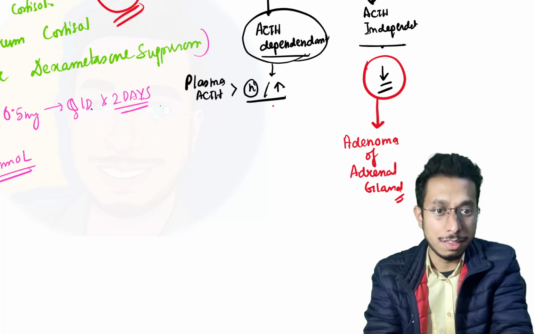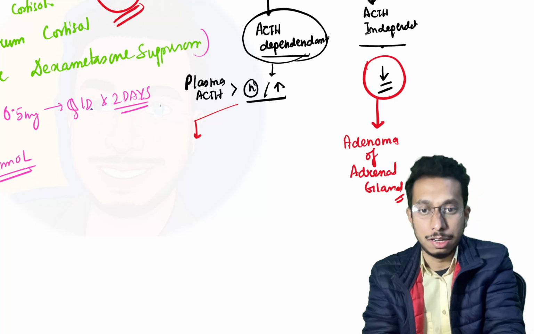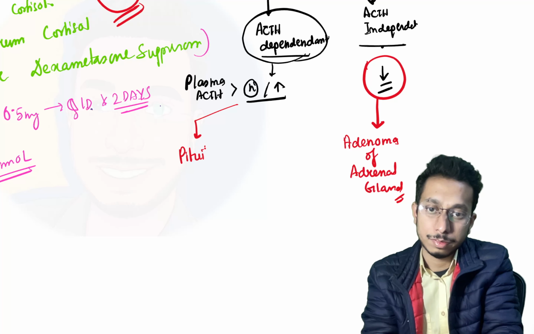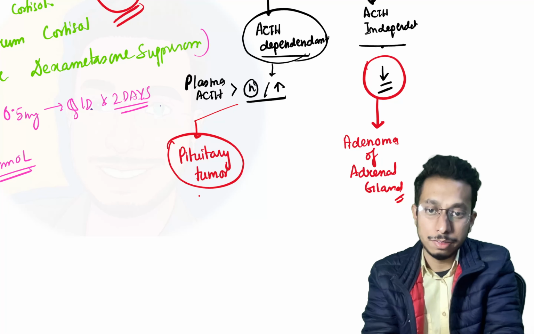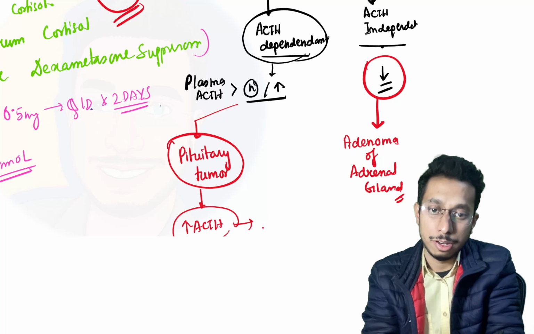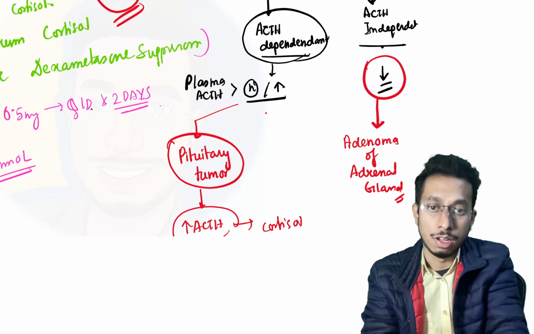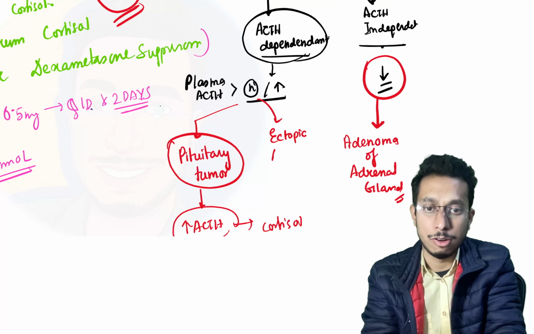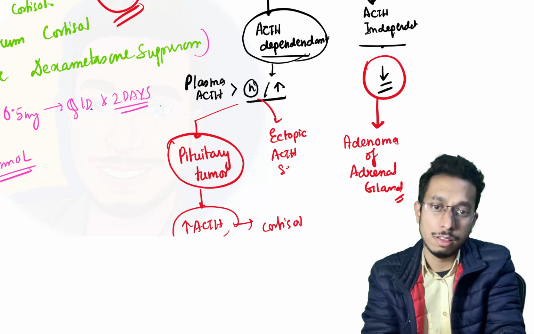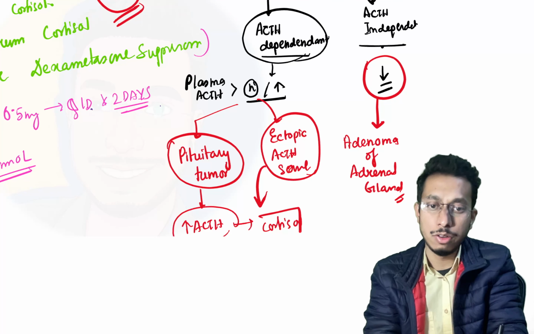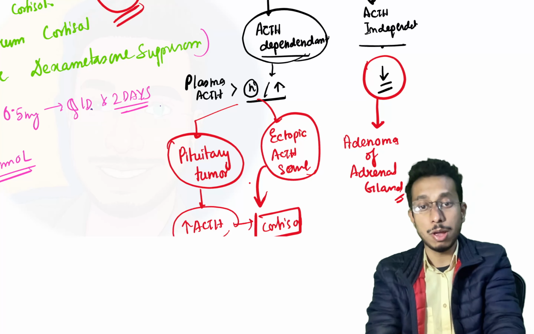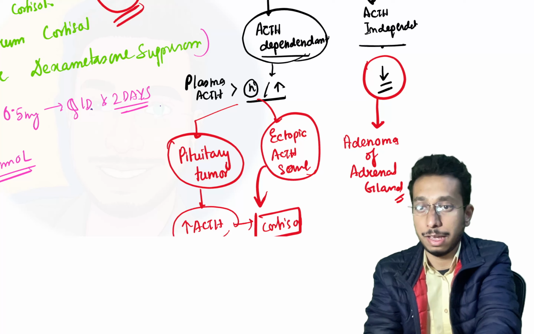And when it is ACTH dependent, either it is a pituitary tumor which is releasing ACTH and acting on the adrenal gland to release cortisol, or there is an ectopic source of ACTH, usually small cell carcinoma lung, which is again raising cortisol. So how to differentiate between pituitary tumor and ectopic ACTH source?